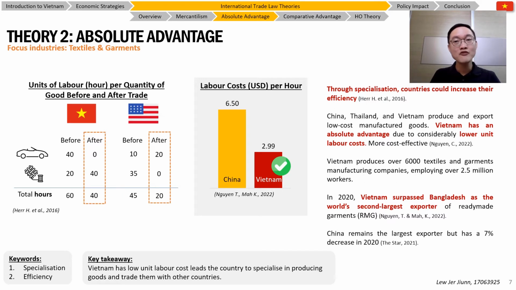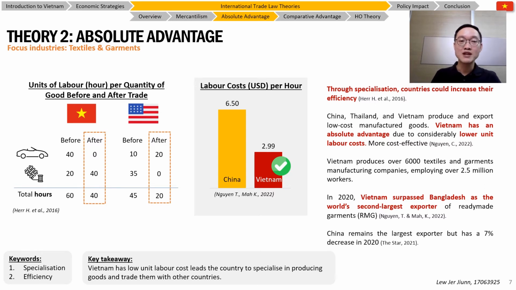After the trade, both countries could increase efficiency by Vietnam concentrating on the production of textiles and USA focusing on making cars. Now, the total hours are 40 for Vietnam and 20 for USA. Today, China, Thailand, and Vietnam are similar in producing low unit labor cost manufactured goods. But Vietnam has an absolute advantage as their labor cost per hour is half China's on average.